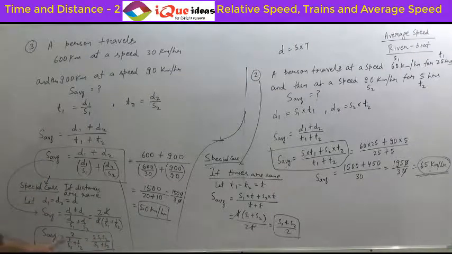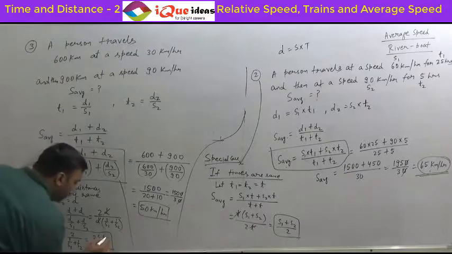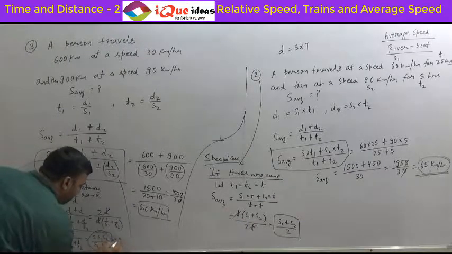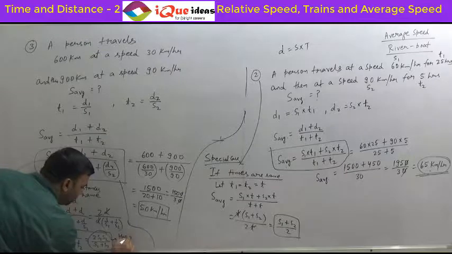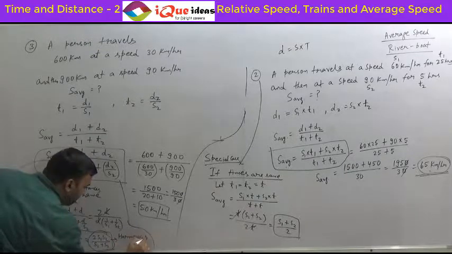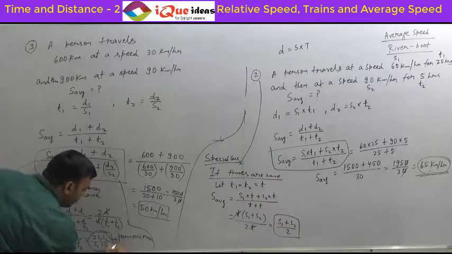So the average speed will be calculated as 2 into product of speeds divided by sum of speeds. But which case is this? If the distances travelled are same. Alright, so remember, if the distances travelled in two parts are same, then the average speed is calculated as 2 into product of speeds divided by sum of speeds. This value is also known as harmonic mean. Right now you just write it down. It is called harmonic mean of S1 and S2. Harmonic mean, that is HM, HM of S1 and S2.